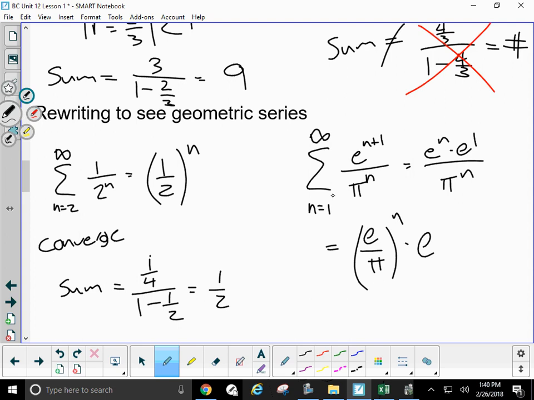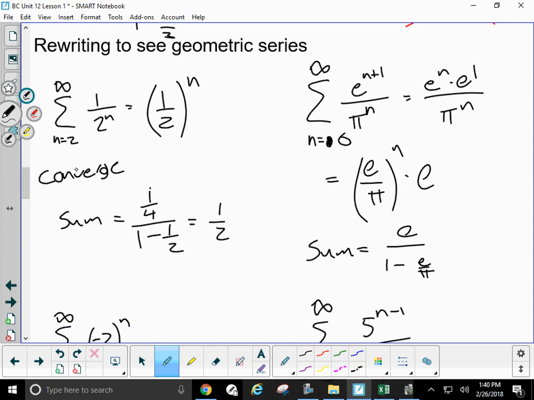This guy, n is starting from 1, unfortunately. Let's start it from 0 for fun, because I can write its sum is my first term. My first term, when n is 0, is e over 1 minus e over pi. And I would just leave it at that. Okay.